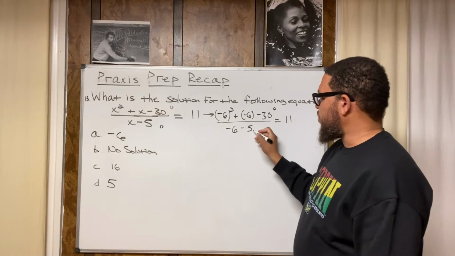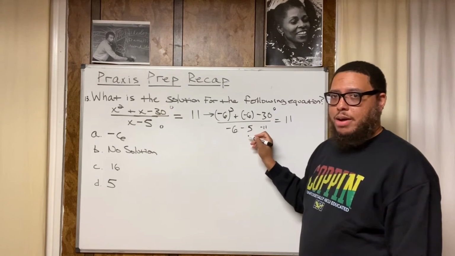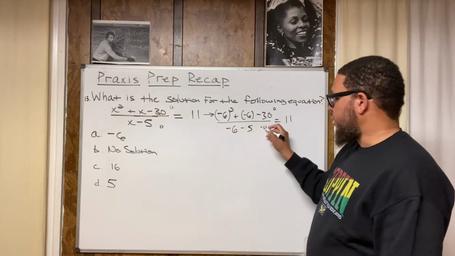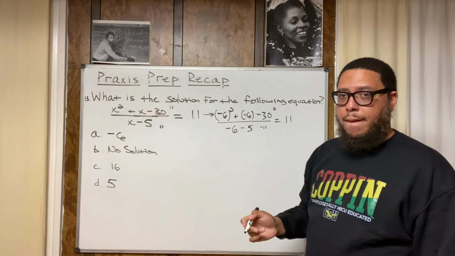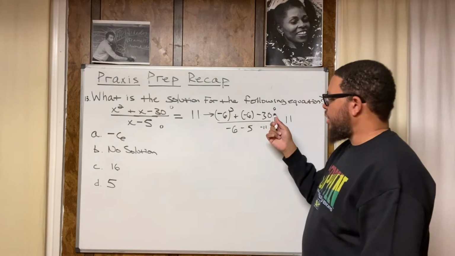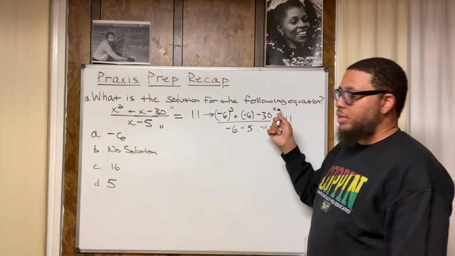And then -6 minus 5 gives me -11, right? Not -1, not +1, not none of that. It's -11. 0 divided by -11 is just 0. So once you get a 0 for your numerator, you know that this left side is not going to equal 11 because you got a 0 for your numerator.